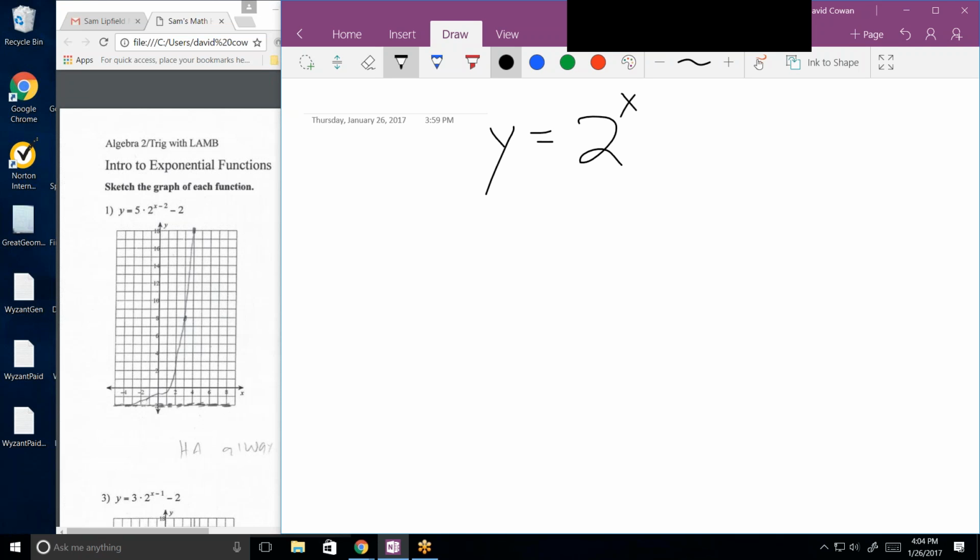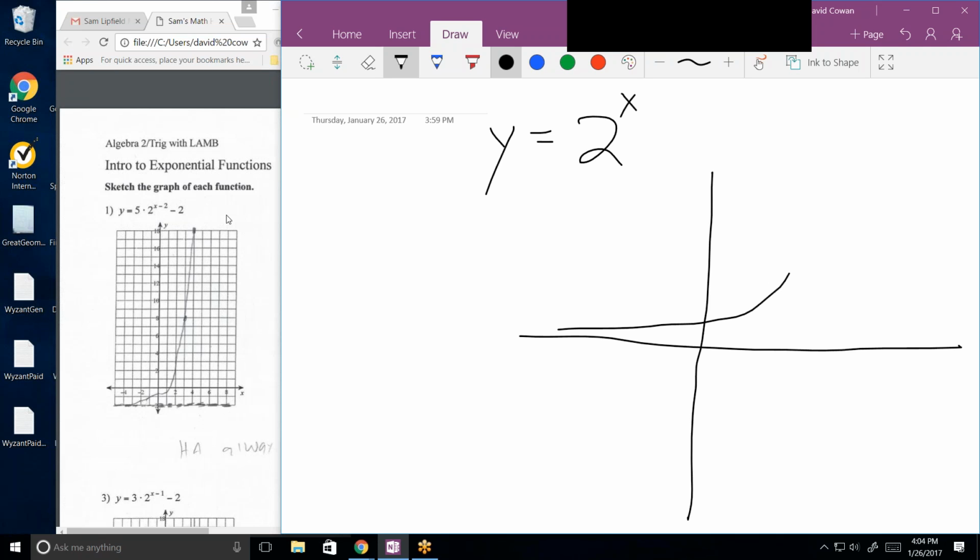Thanks. Okay, sorry. In other words, the parent function to number 1 is y equals 2 to the x. Okay? Well, if I graph that, all exponential functions tend to look similar. They all kind of look like that.